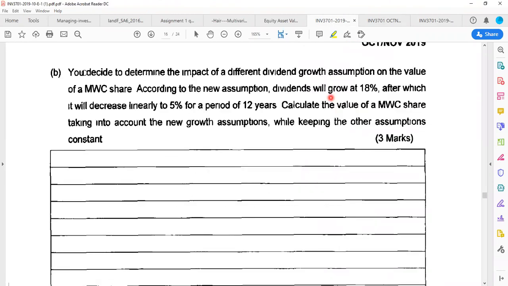And then part B was using the same information, but we were told that you decide to determine the impact of a different dividend growth assumption on the value of an MWC share, according to the new assumption that dividends will initially grow at 18%, after which it will decrease linearly to 5% for a period of 12 years. Calculate the value of a MWC share taking into account the new growth assumptions while keeping the other assumptions constant.